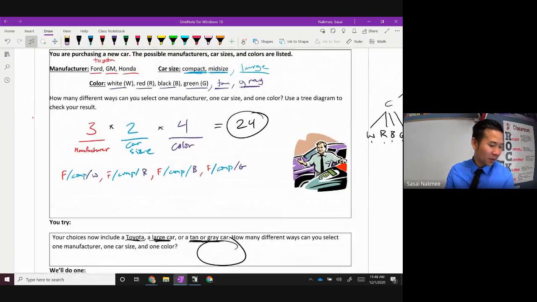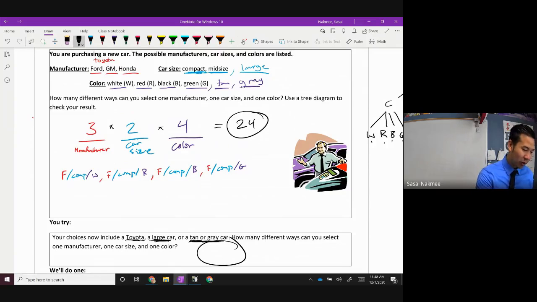So what's the answer for this one, guys? If you add in the Toyota, there are no longer 3 manufacturers, there are now 4 manufacturers, right? If you add in another size, there are now 3 different sizes. And if you add in 2 more colors, there are going to be 6 colors in total.